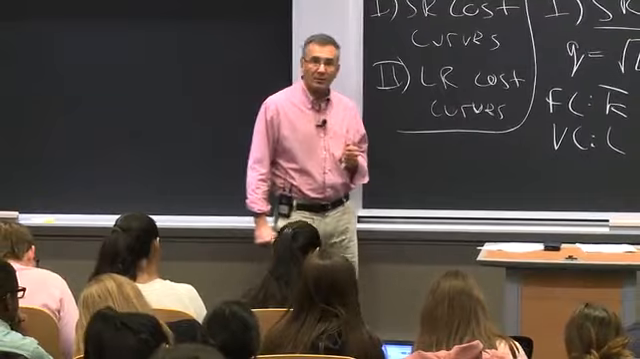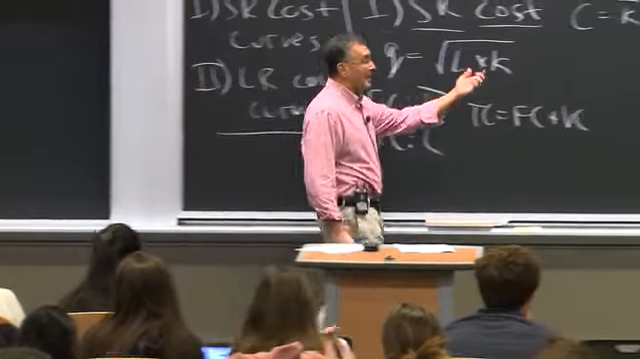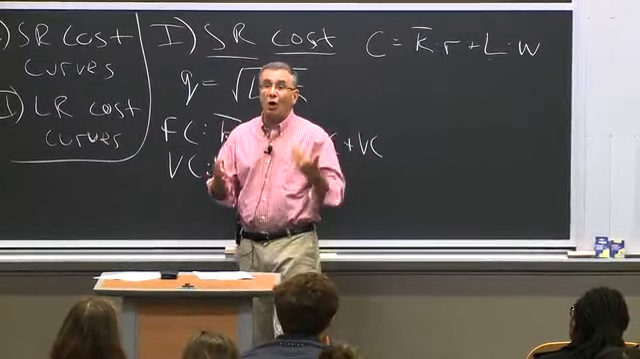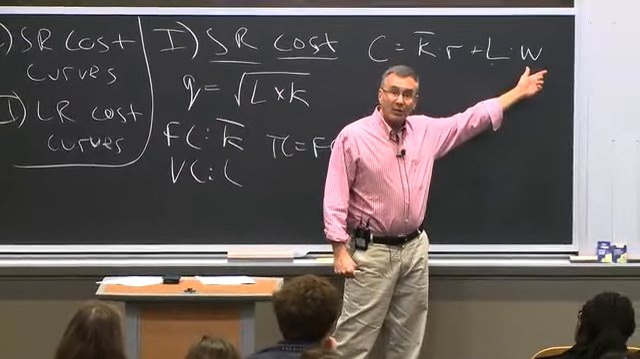Yeah? Can R also be considered like the gas or electricity a machine can use? All that would be in there, and we'll come back to that. That's right. This is the per period cost of using a machine. This is the per period cost of using a worker, which is the wage.